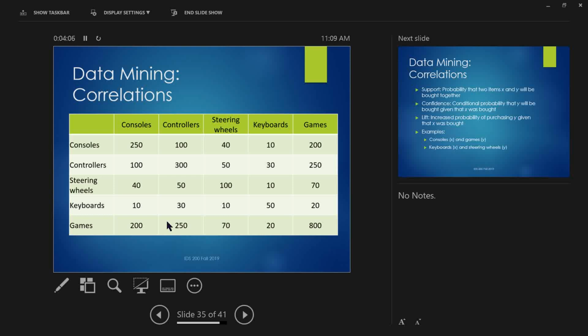Until you go down here and you look, 80% of the transactions across the board involve a game. So even though there's a pretty high support, 200 is not too bad, the confidence is actually pretty neutral. The fact that somebody bought a console doesn't actually tell you anything about whether they were more or less likely to buy a game.